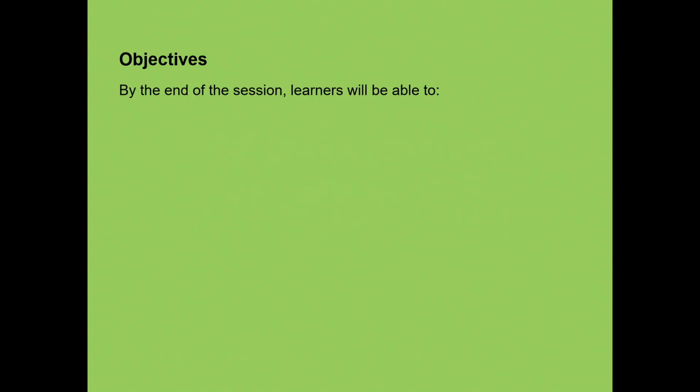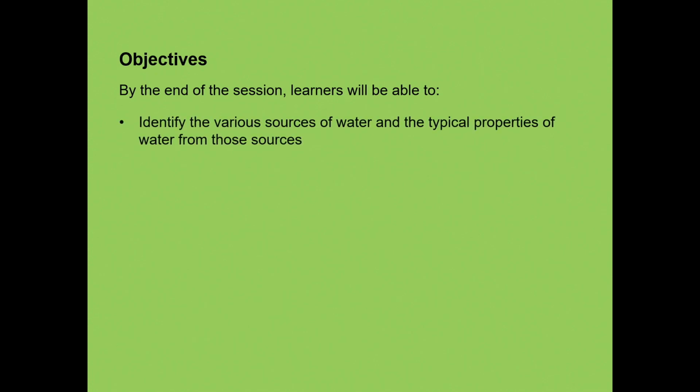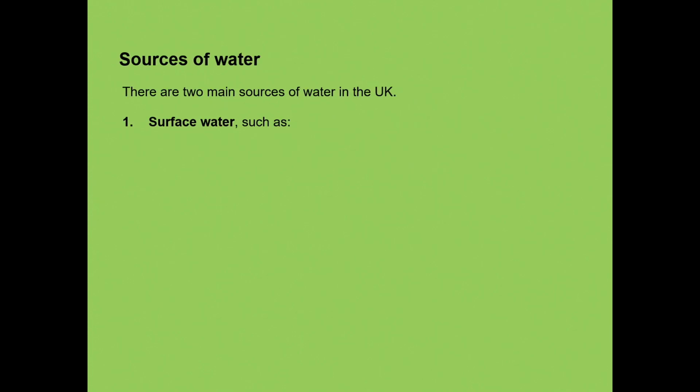Right, by the end of this session, learners will be able to identify the various sources of water and the typical properties of water from those sources. There are two main categories when we talk about water sources within the UK. Remember we talked about in the previous video where we've got surface waters and all that, and we worked our way along for the percentages. Well, now we're just going into these in a little bit more detail.